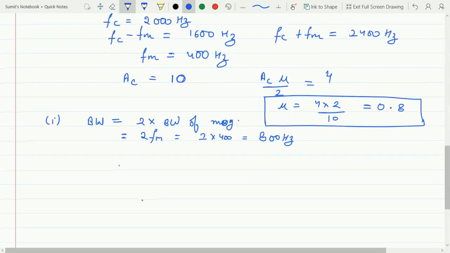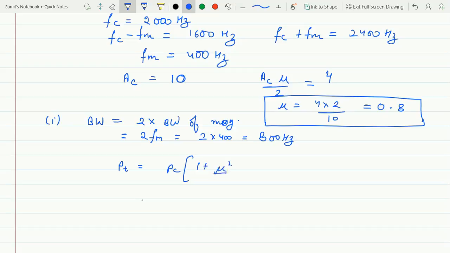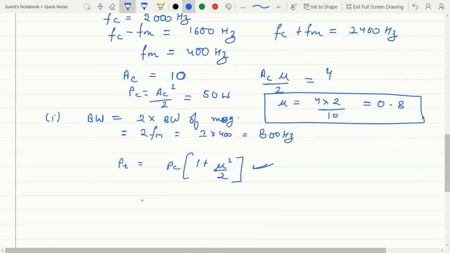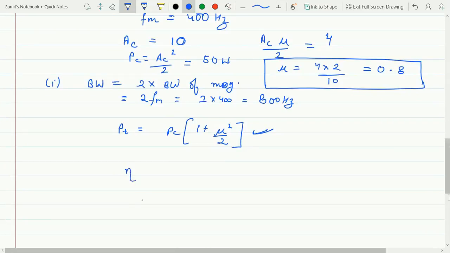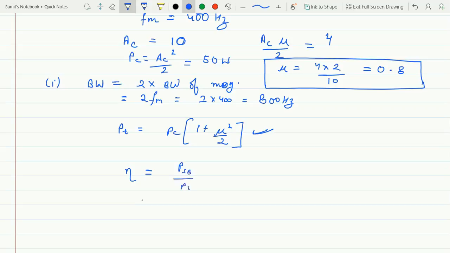So PT, you know, is PC into 1 plus mu square by 2, and PC you can find out from the value of AC, which is AC square by 2. So it again becomes 50 watt. Substitute the values of PC and mu here, and then you can find out PT. Then it's also asking you to find out the power efficiency. So again you can use both the forms, PSB by PT, or you can use mu square by 2 plus mu square, whatever you wish. Just substitute and then you can find out this.